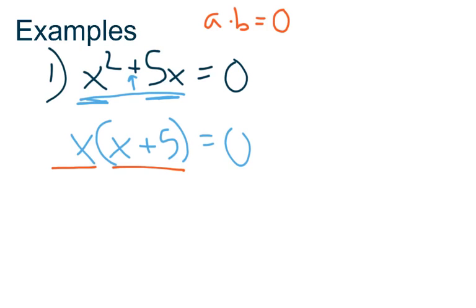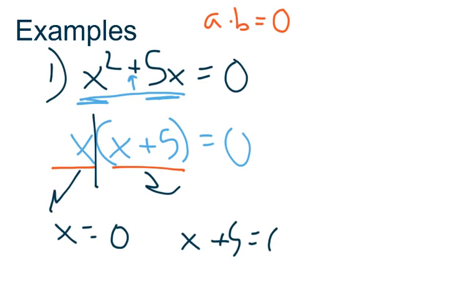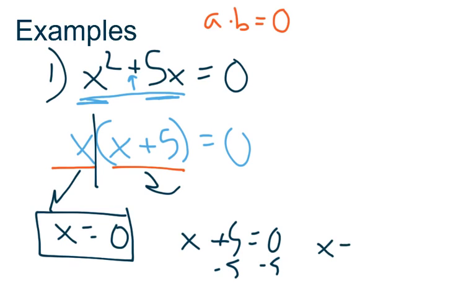And so the next step here is to take these two factors and split them into two separate equations. X equals 0 or x plus 5 equals 0. The one on the left is already done. The one on the right, you have to subtract 5 from both sides. And we end up getting x equals negative 5. And so those are the two answers for that one.